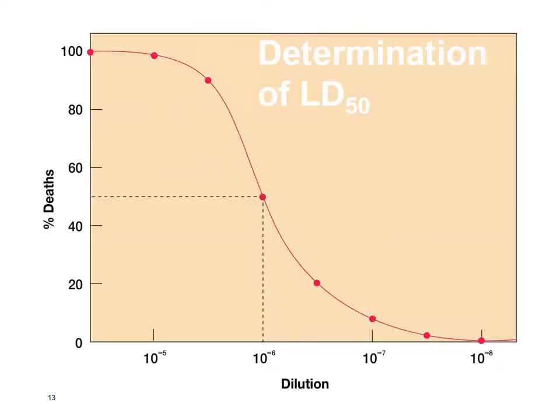Here we have a hypothetical dose-response curve used to determine LD50, or lethal dose 50. Percentage deaths of host organisms or cells are found on the y-axis, and the virus dilution used is found on the x-axis. The LD50 is indicated by the dashed line, and we can see the dilution of 10 to the minus 6 is the LD50.